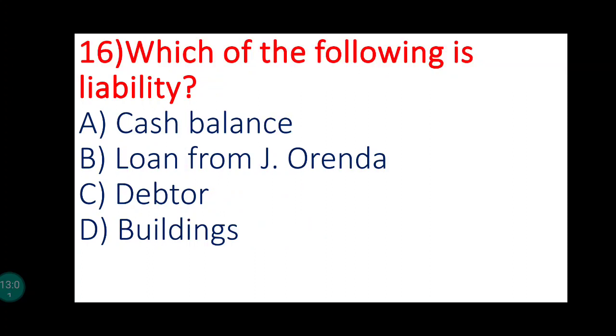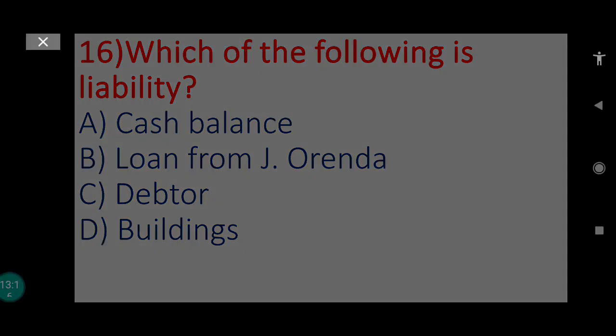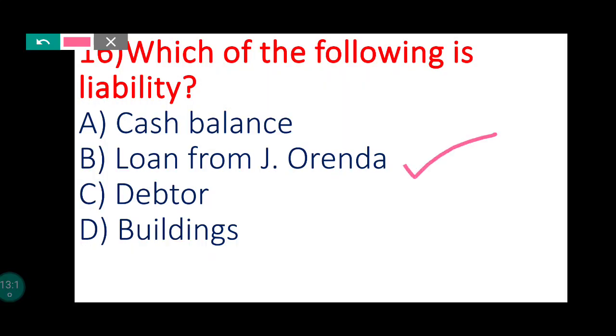Next, which of the following is liability? See, here options are given. A is cash balance. Cash balance is of course asset. Debtor is also asset. Building also asset. So loan from J. Orinda is liability.